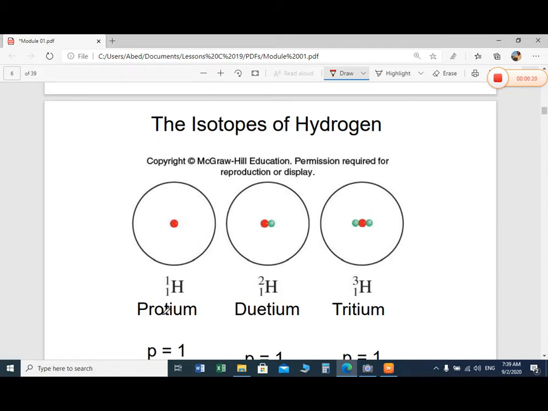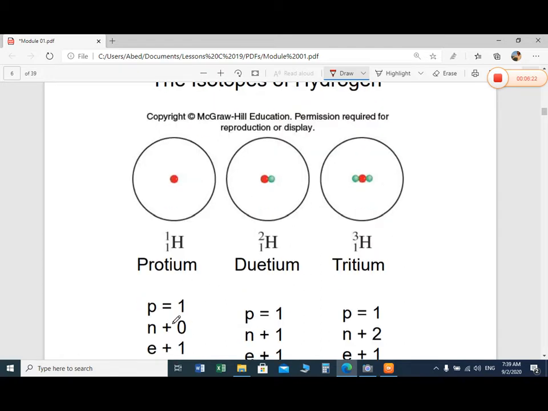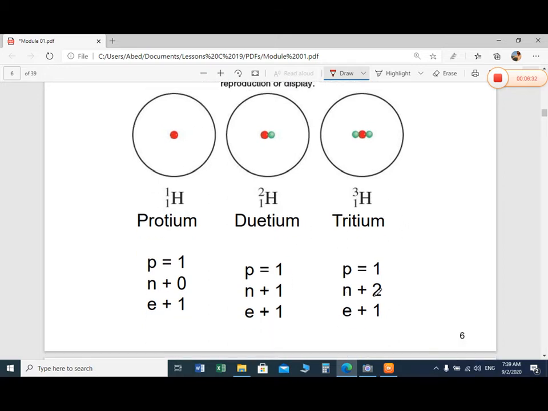So protium, with 1 proton, 0 neutrons and 1 electron, is called protium. Deuterium has 1 proton, 1 neutron, and the electron remains the same, 1. In tritium, 1 proton and 2 neutrons. So these are the 3 isotopes of the hydrogen atom.